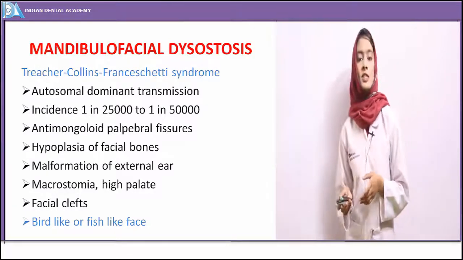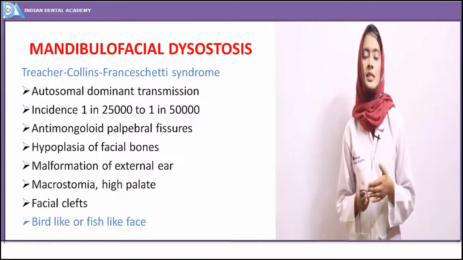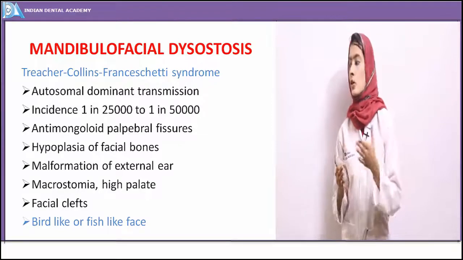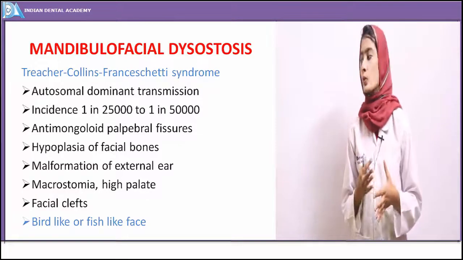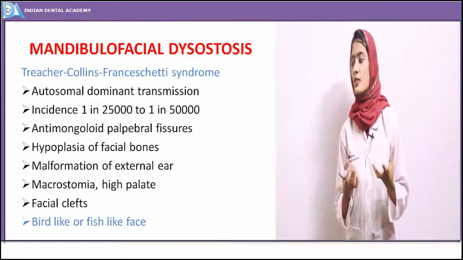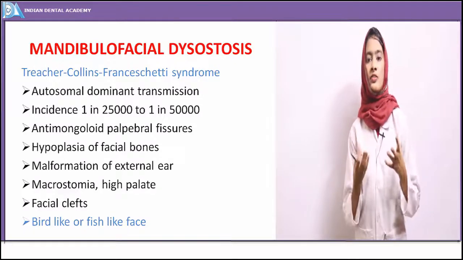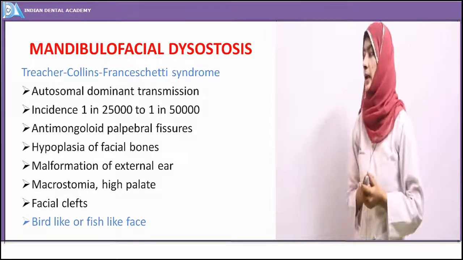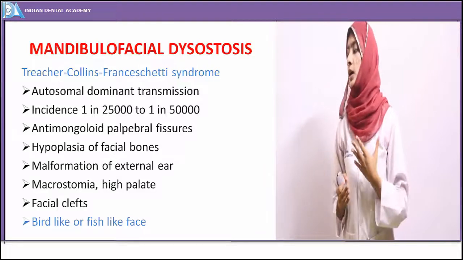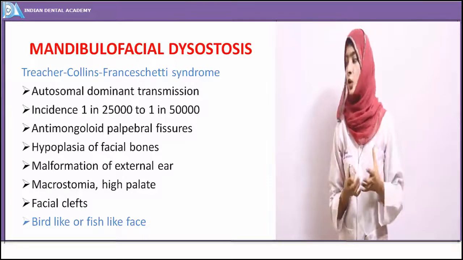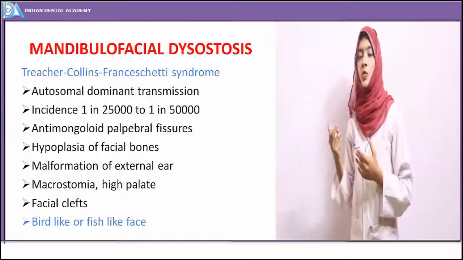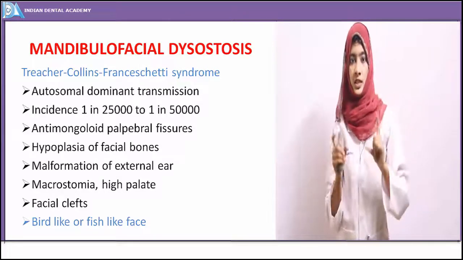It is transmitted as autosomal dominant inheritance. It is more commonly encountered, seen in 1 in 25,000 to 1 in 50,000 live births. The affected individual shows a characteristic bird face deformity. The facial features of this syndrome give a bird-like or fish-like face appearance because of the following features. First is the presence of low set ears.